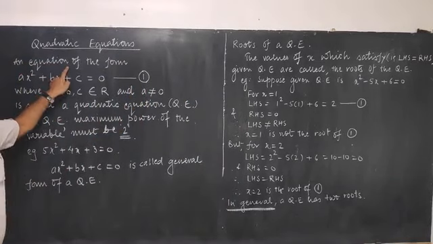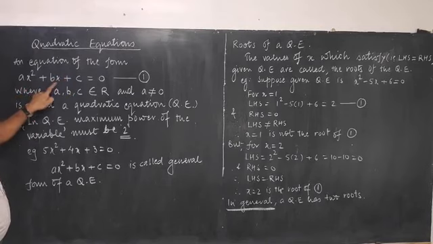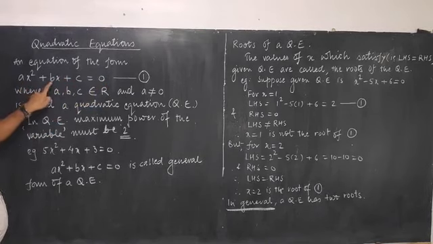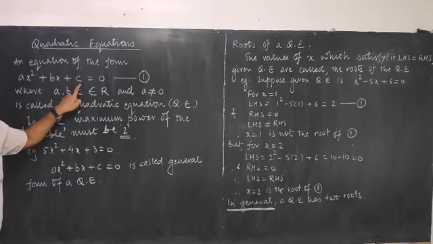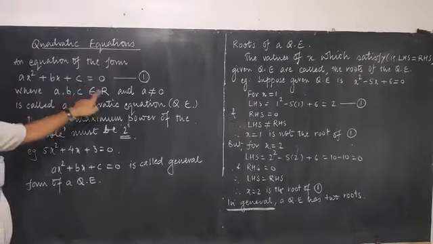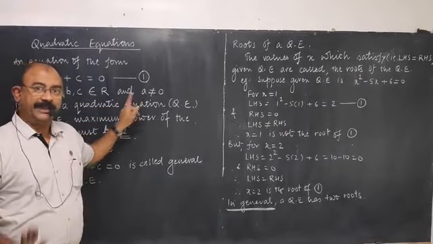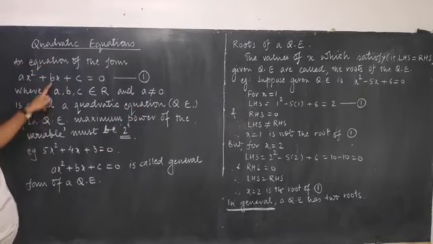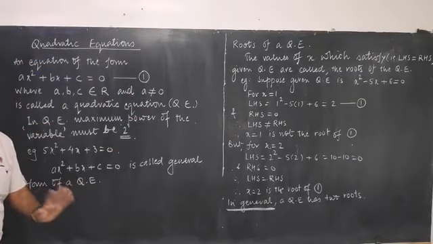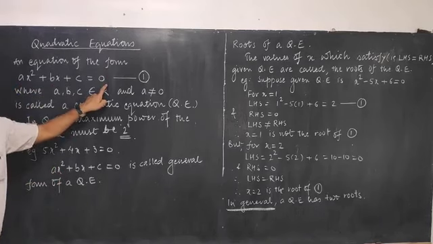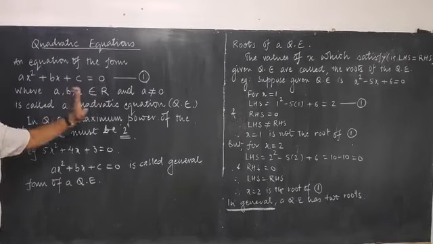An equation of the form ax square plus bx plus c equal to 0, where a, b, c can be any real numbers, with the additional condition that a should be non-zero. A should be other than 0. These two can be 0 or non-zero, so there are 4 combinations. Any equation of this form is called a quadratic equation.